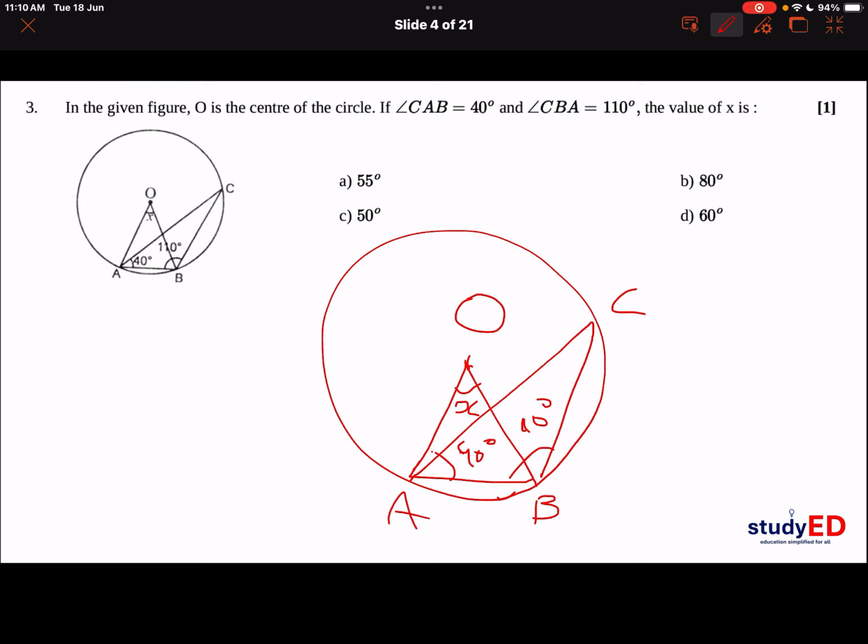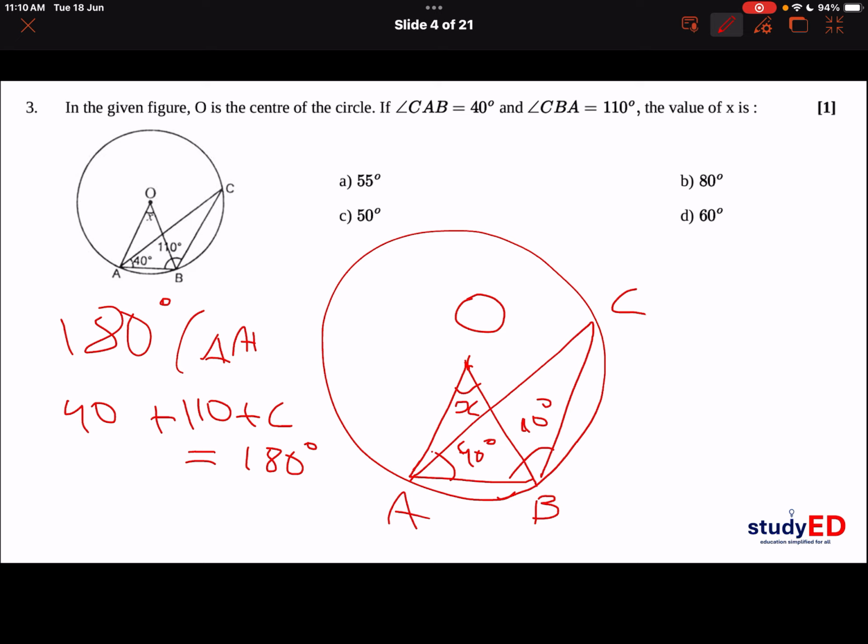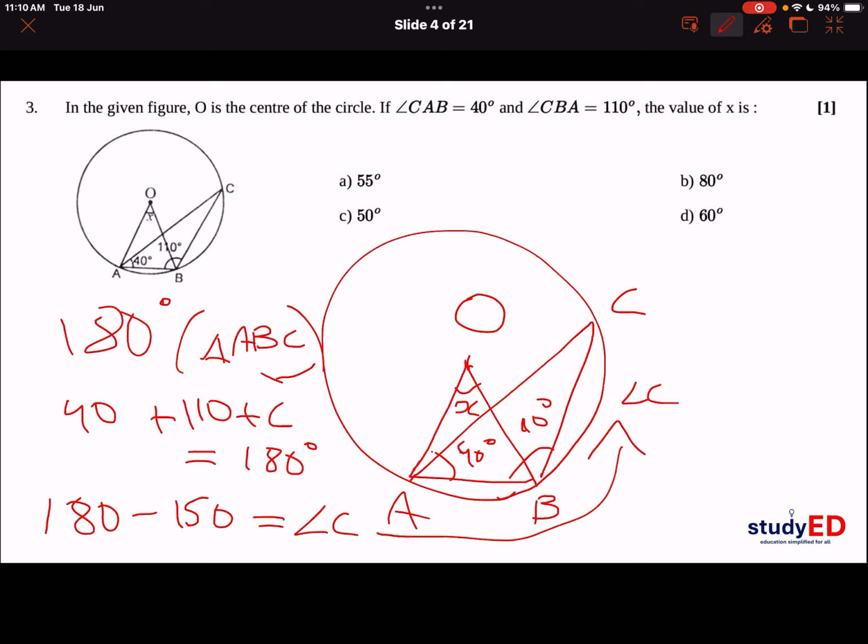With this information, we have to find the value of x. First, let's find the value of angle C, and then we can use the chord property. As we know, all angles of a triangle sum to 180 degrees. So 40 plus 110 plus C is equal to 180. Note that we are taking the triangle ABC, and you have to mention it as well. Now, 180 minus 150 is equal to angle C. So angle C is equal to 30.